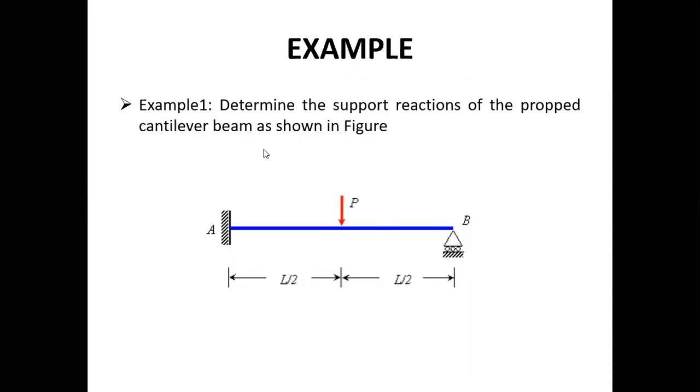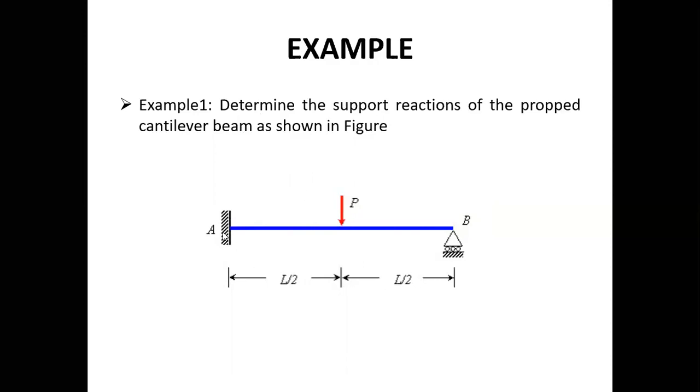Now we'll discuss one example in which we'll see how to analyze this beam using the conjugate beam method. The question is: determine the support reaction of a propped cantilever beam. Here we are concerned with calculating the support reaction, which is also a part of analysis. This is a propped cantilever beam, an indeterminate structure, because the total number of reactions is 4 and the equilibrium conditions are 3. 4 minus 3 is 1, so it is indeterminate to the degree of 1.